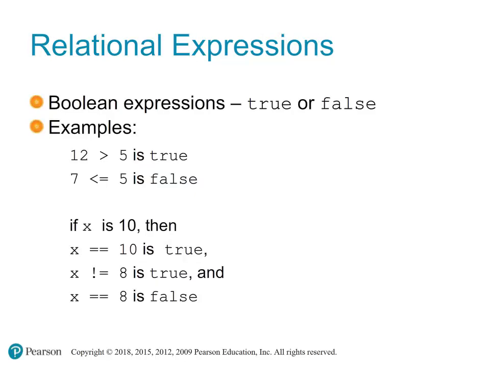Boolean expressions are the building blocks of decision-making in programming. They evaluate to either true or false. So these are expressions that use comparison operators like greater than, less than, equal, not equal, less or equal, greater or equal, to compare values. Here we have an example.